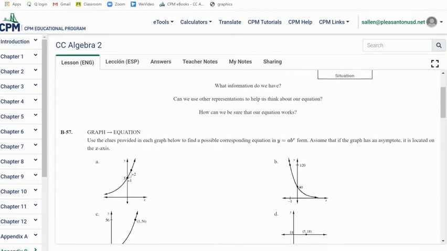So 57 says, use the clues provided in each graph below to find a possible corresponding equation in y equals a times b to the x form. Assume that if the graph has an asymptote, it is located on the x-axis. So that's where y is equal to 0. Just as a reminder, the a in the exponential equation is the 0th term, or essentially just the y-intercept, and the b is the ratio, so the multiplier.